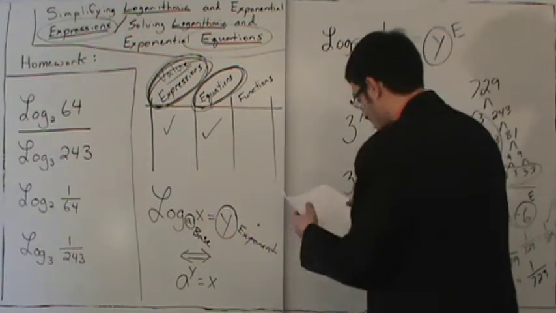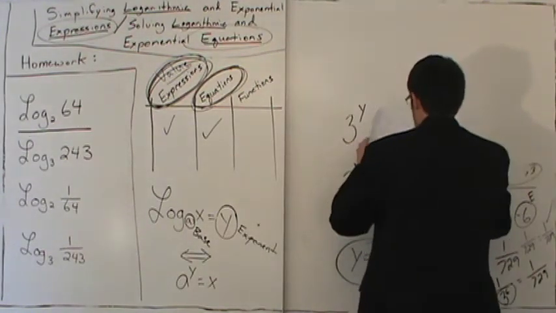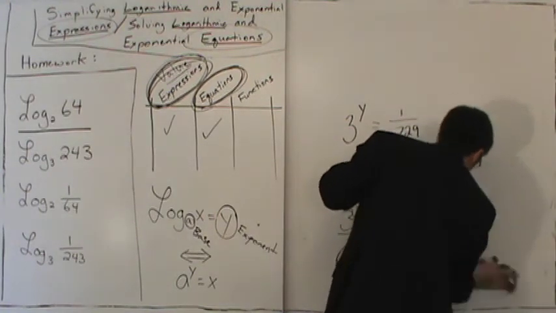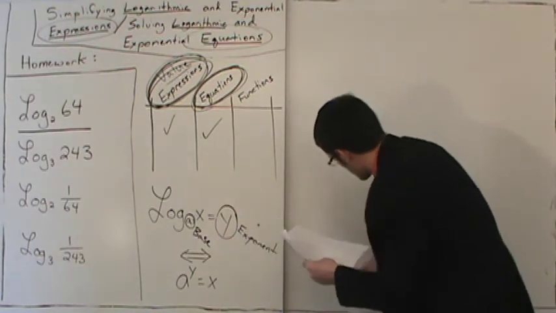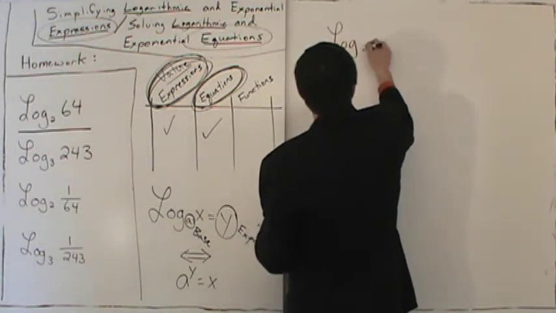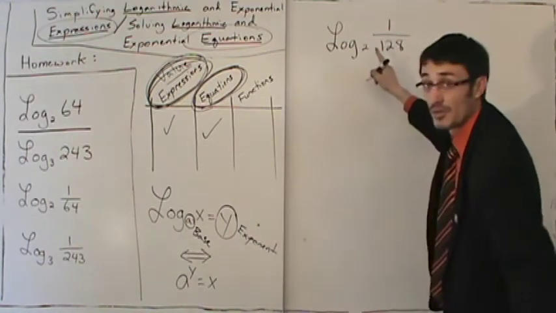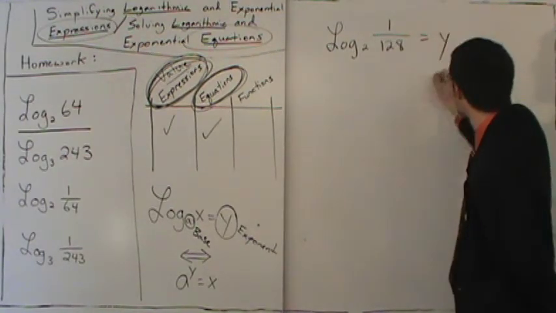Now, last example. Hopefully by this point you're starting to pick up on this. Last example is log base 2 of 1 over 128. Again, we don't know the value of the expression, so we're going to say it equals something. What are we going to call this? We're going to call this y.